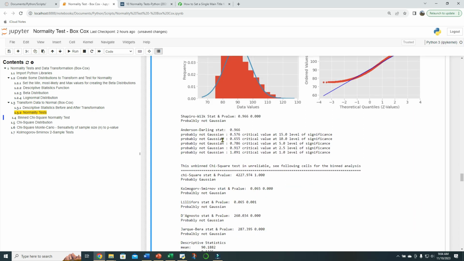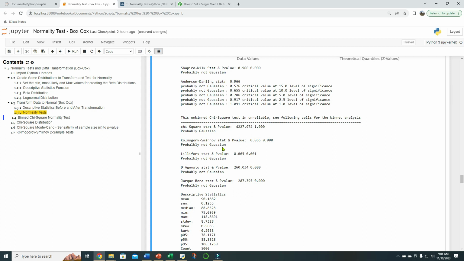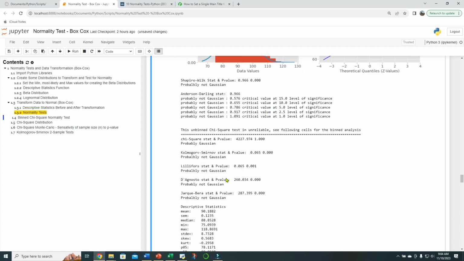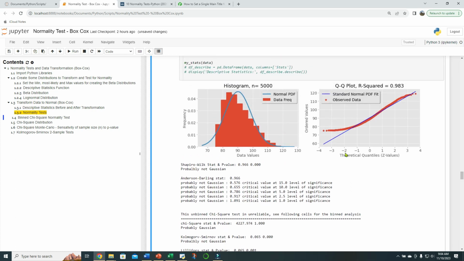This says not Gaussian, not Gaussian. See, the chi-square says it's Gaussian. This is why I suspect that chi-square is not working well with Python's built-in chi-squared function. Not normal, not normal. And clearly the descriptive statistics are indicating that it is not normal. One thing I want to point out here: when you look at the range of z-values with 5,000 samples, we're getting out almost to 4 standard deviations.